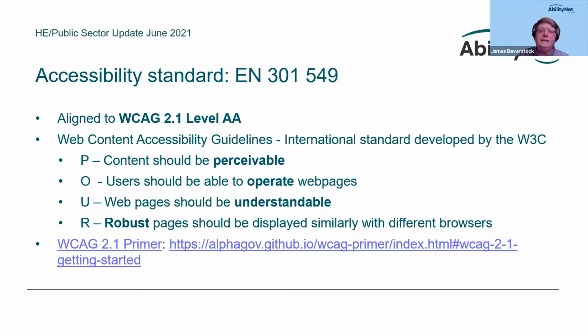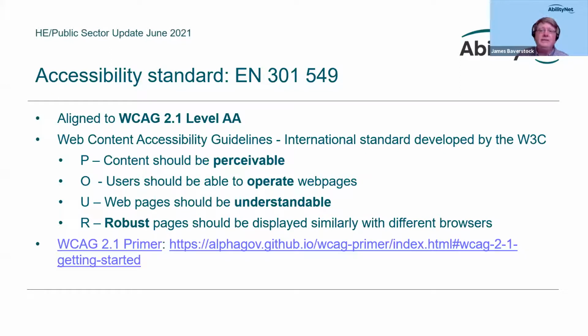And the standard, the accessibility standard, which is mandated in the regulations, is the European Procurement Standard EN 301549. But in practice, this is aligned to the Web Content Accessibility Guidelines, version 2.1, level A and AA. So effectively, when you're dealing with websites, it basically is the same as the Web Content Accessibility Guidelines.